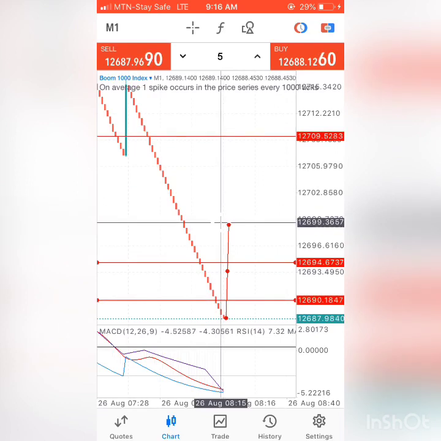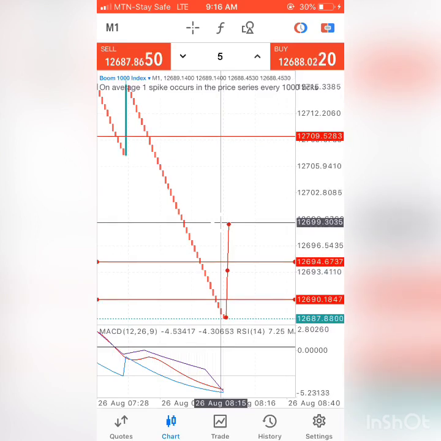So guys, they are different. Always note all these things. I'm giving you a deep tutorial now so that you understand this market well before you get into the trade. So guys, I'm going to leave this trade right now and I'm going to see you on the next video.